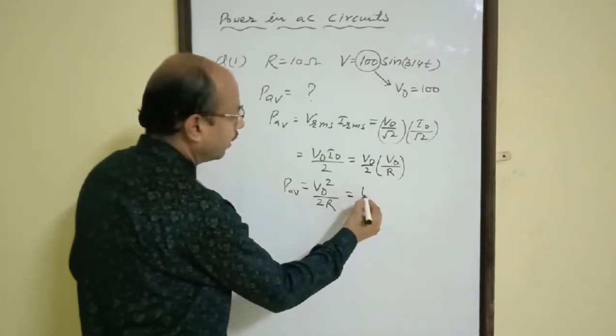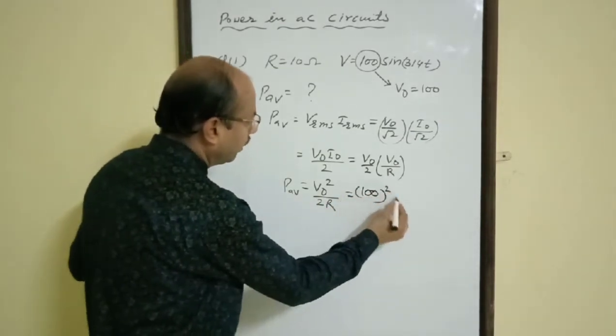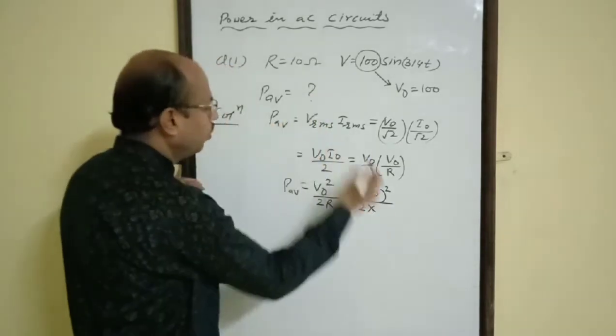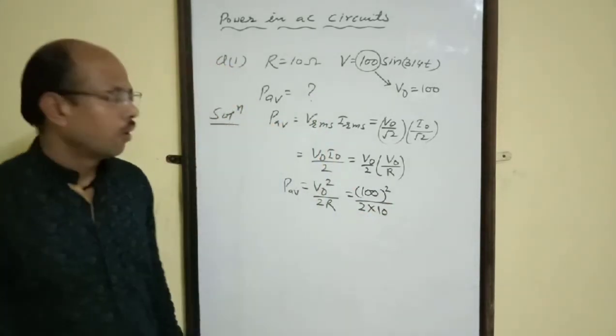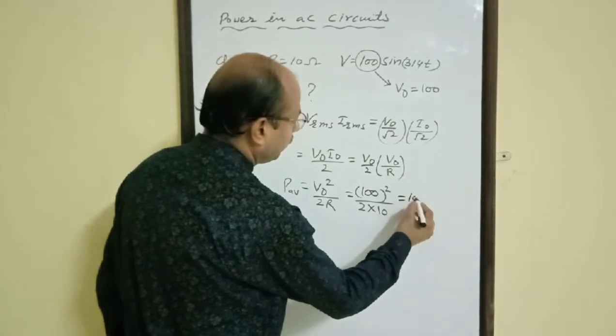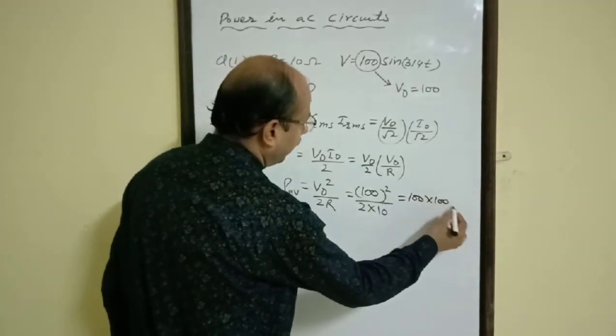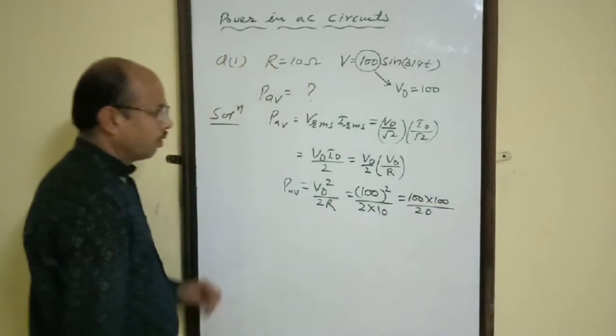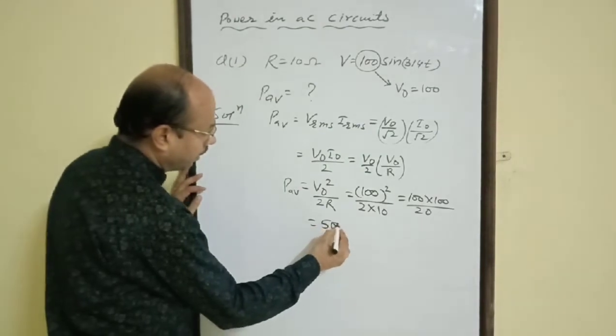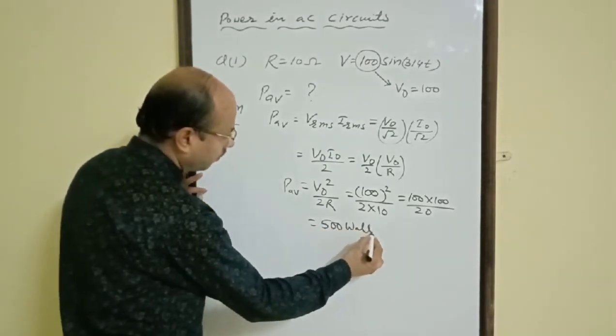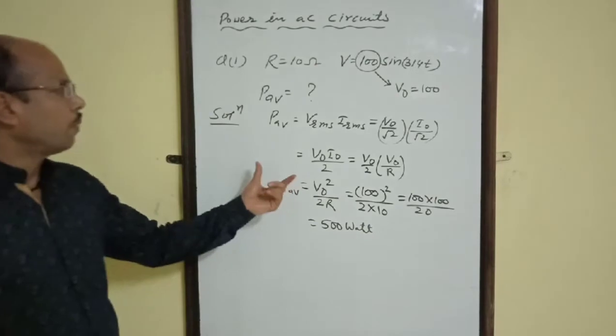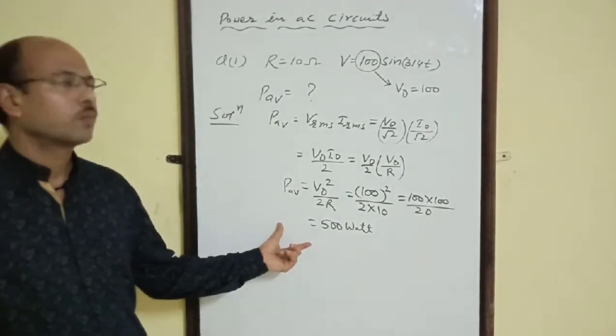Here V naught is 100. Therefore 100 square divided by 2 into 10, that is 100 into 100 divided by 20, or that we can write as 500. So that is how we calculate the average power.